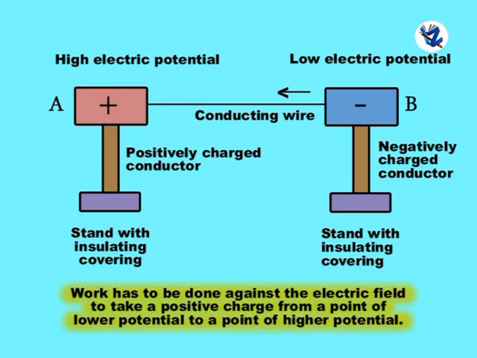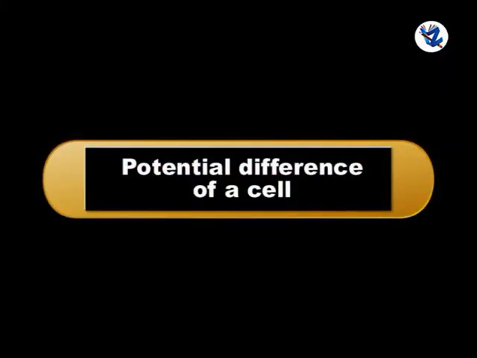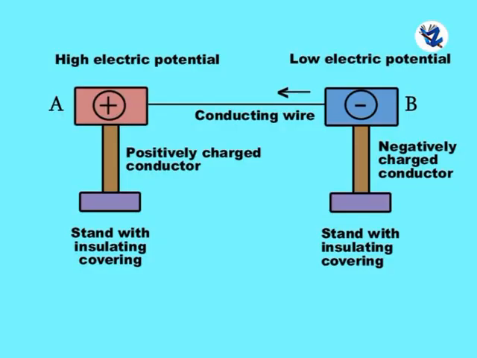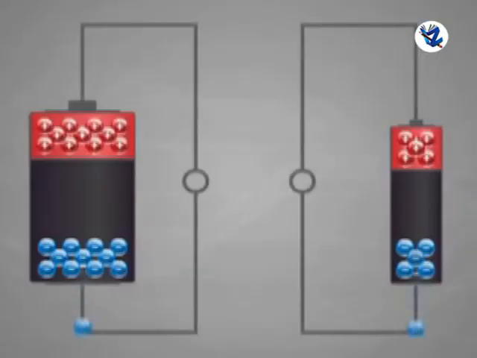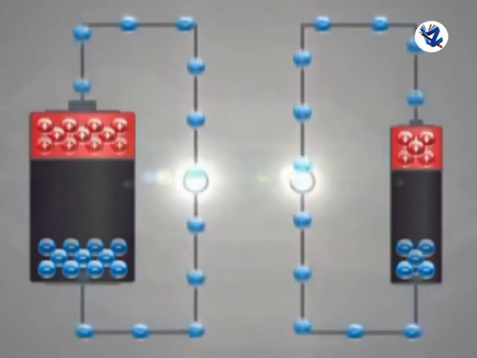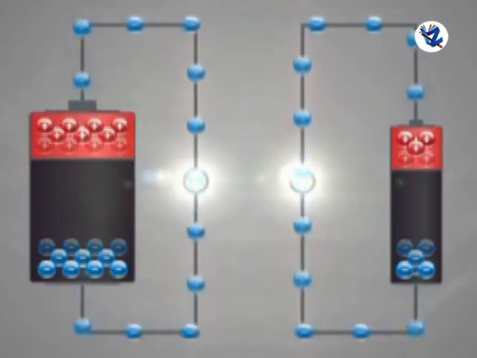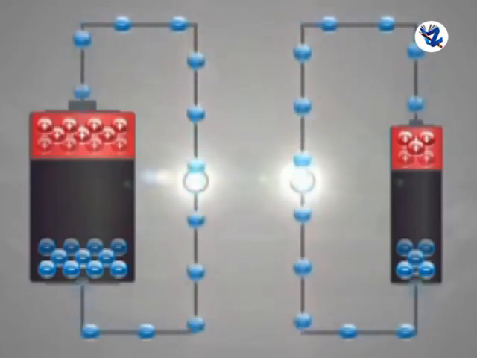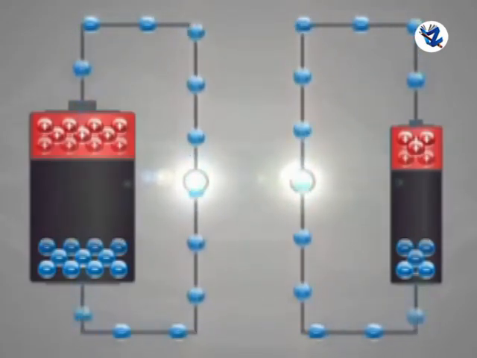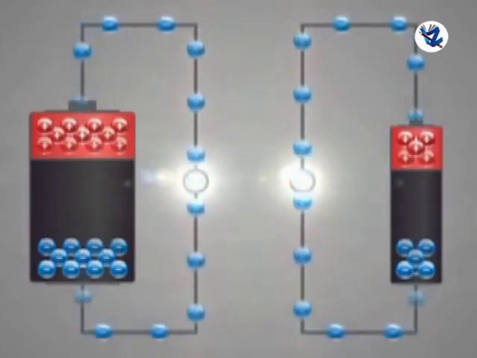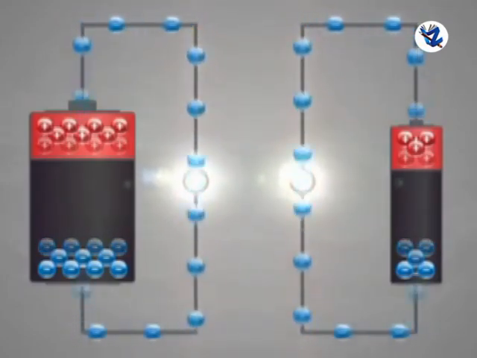Work has to be done against the electric field to take a positive charge from a point of lower potential to a point of higher potential. Now, potential difference of a cell. The difference in potential between the positive and negative terminals of a cell is the potential difference of that cell. This potential difference is caused by chemical reactions occurring inside the cell. The potential difference sets the electrons in motion and results in the flow of electricity through a conducting wire connected to the two ends of the cell.